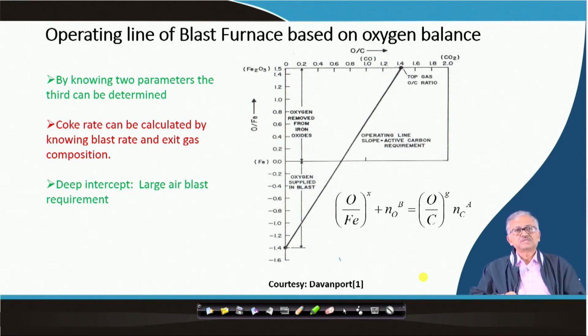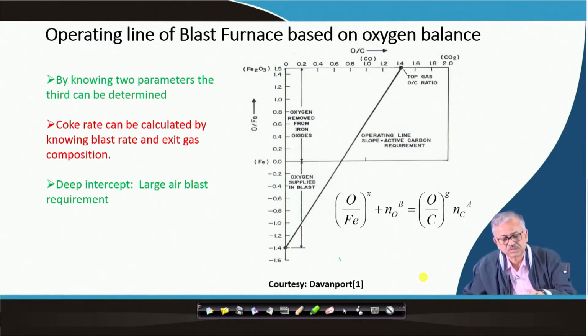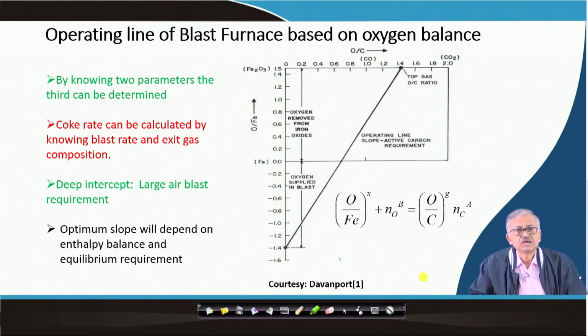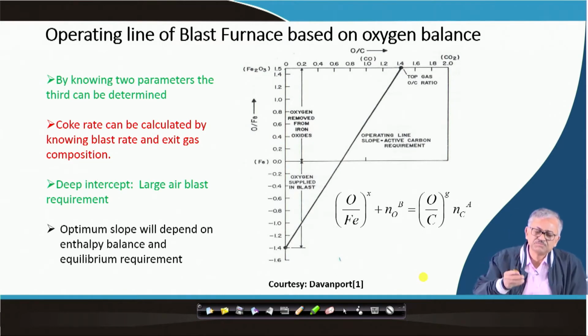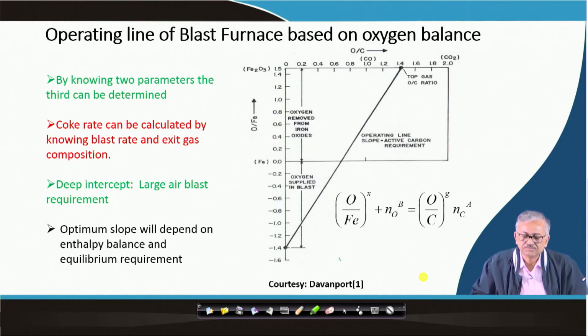And a deep intercept basically means a large air blast requirement. The deeper the intercept, the larger the air blast required, and the optimum slope will depend on the enthalpy balance and equilibrium requirement, that will come later on. So, it is a very simple operating line based on oxygen balance, and that gives you the coke rate. You can calculate the coke rate.